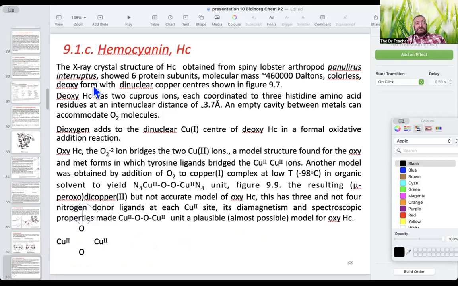Hemocyanin, what's in hemocyanin is copper. Again, this has been studied before by X-ray crystal structure of hemocyanin obtained from the spiny lobster arthropod, and a dinuclear copper center has been shown.